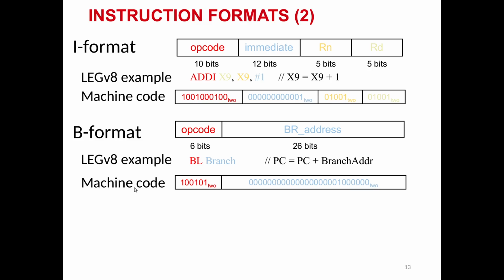The machine code you can see here. This is the opcode for B, and then here 26 bits show the distance from PC to the place that we want to jump to.